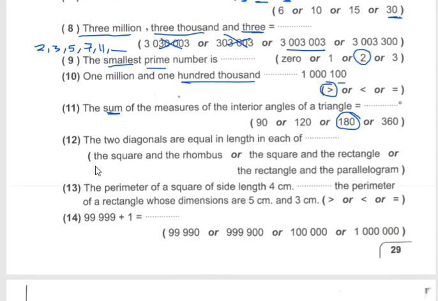The two diagonals are equal in length. He talks about diagonals being equal in length. Diagonals are equal in length in two shapes: rectangle or square. Here he said square and rhombus, it will be wrong. Square and rectangle, it will be right.